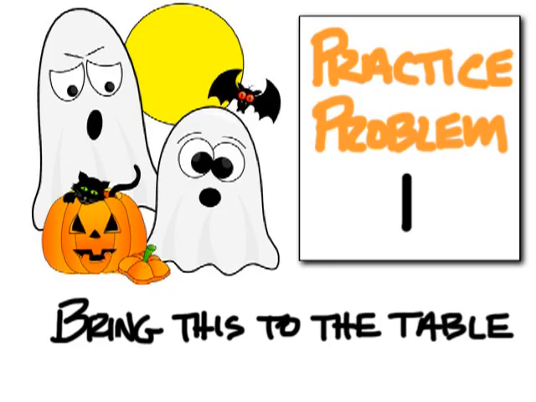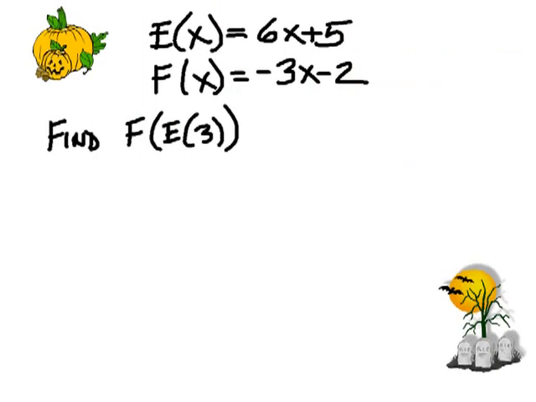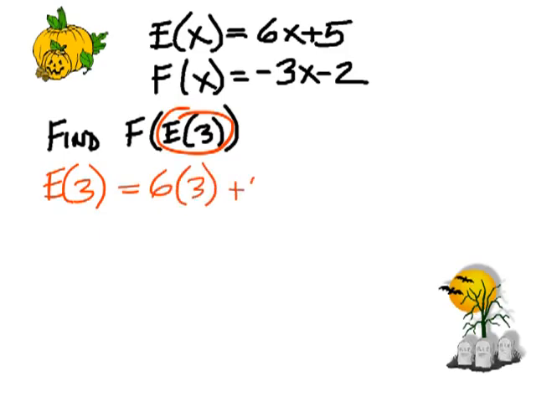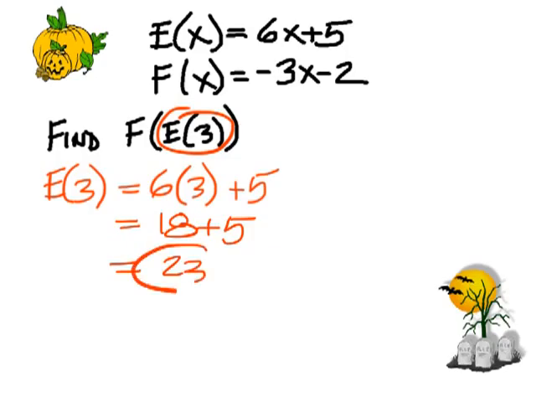Try this problem. We'll see how many gets it right on the first try. Practice number 1. For the practice problem, you're going to start with e of 3. So e of 3 would have to be 6 times 3 plus 5. That's going to be 18 plus 5, which is 23.